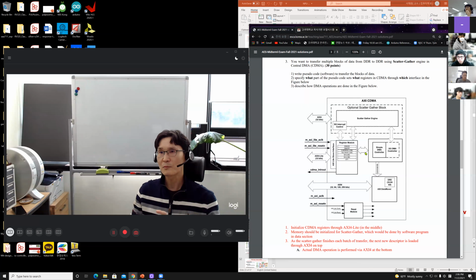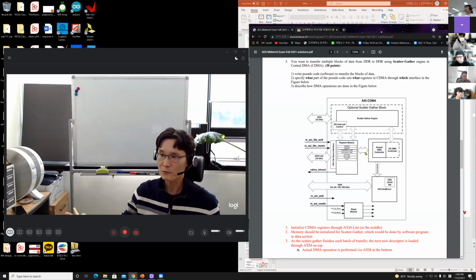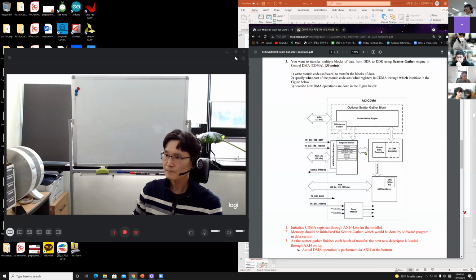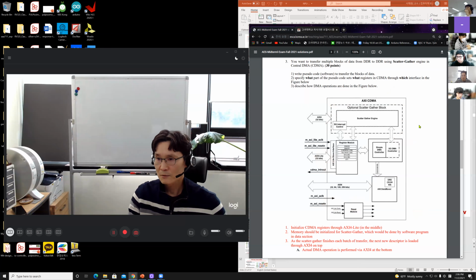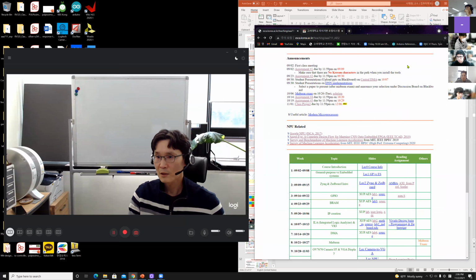Sometimes some of you are confused about what you have to do in software to access a hardware component, and why you have to do that. So by using this example, I was trying to emphasize that aspect. That is one thing, the midterm exam.